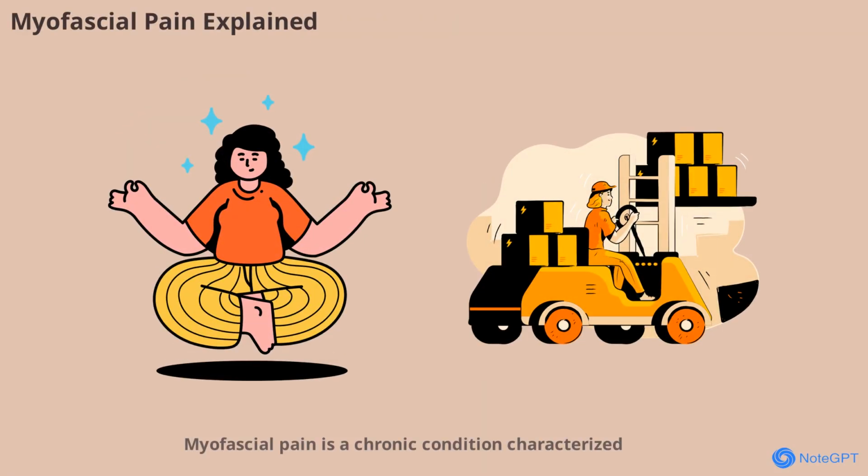Myofascial pain is a chronic condition characterized by pain and tenderness in specific muscle areas, often referred to as trigger points. Unlike acute injuries, myofascial pain tends to persist and can affect daily activities. Muscle relaxants may be used as part of a broader treatment plan, but their effectiveness for this condition is still debated. Understanding myofascial pain helps in choosing the right therapy and setting realistic expectations for recovery.